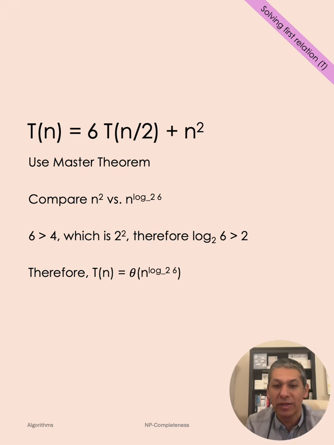Let's solve the first one. T(n) = 6T(n/2) + n². In this case, we simply use the Master Theorem. We're going to compare f(n) = n² with n^(log₂6). That's a and b. Therefore, we conclude that T(n) is Theta of the larger term, which is n^(log₂6). So that's T(n).